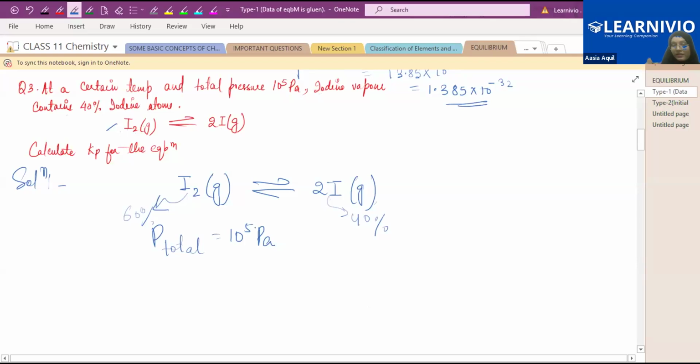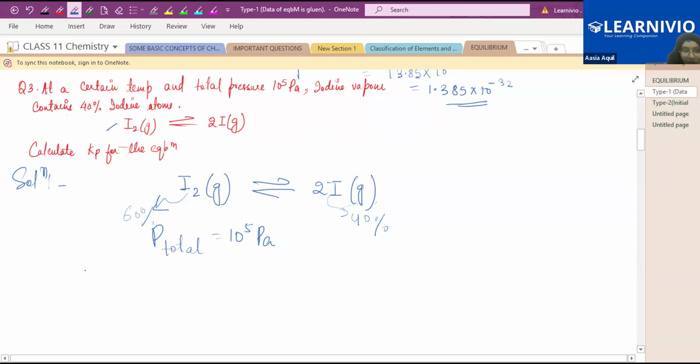First of all, let's understand this equation because this is an equilibrium equation, right? So the forward reaction is happening, and at the same time the backward reaction is happening. So this I2 is being converted into 2 moles of iodine atoms, which is 40%, and these iodine atoms are being converted back into 60% I2 molecules. And the total pressure is this much. We have to calculate the Kp for the equilibrium.